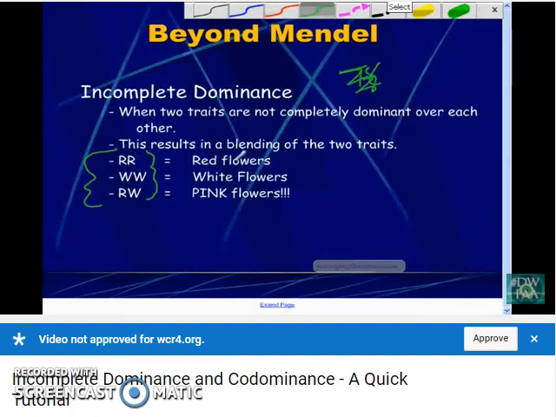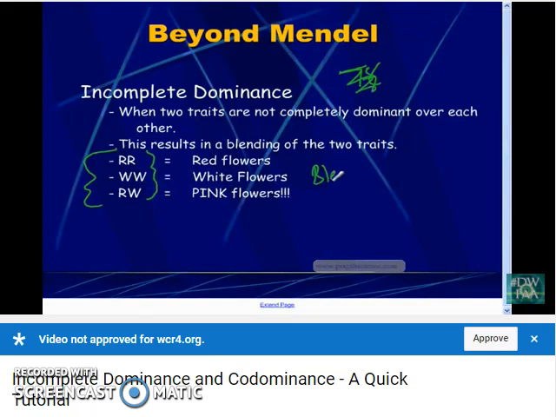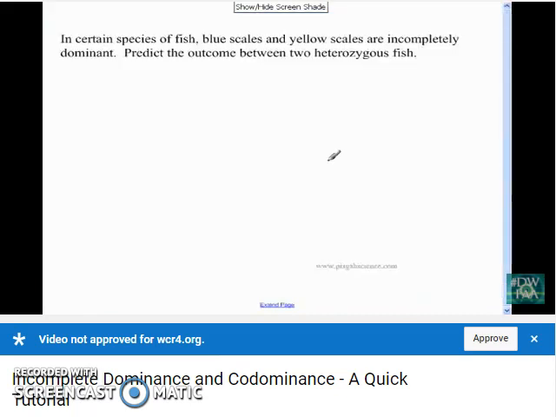So capital R would be red flowers. W would be white flowers. But when we have the R and the W together, the red and the white blend in the heterozygous. So we have pink flowers when we have R and W together. So let's look at how that would work in problem form.